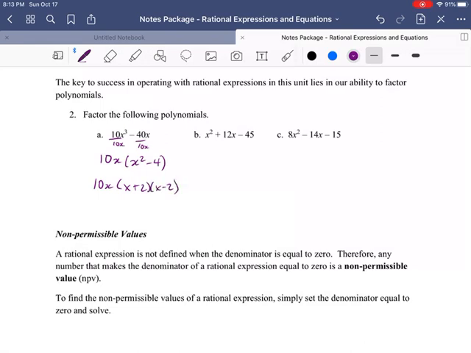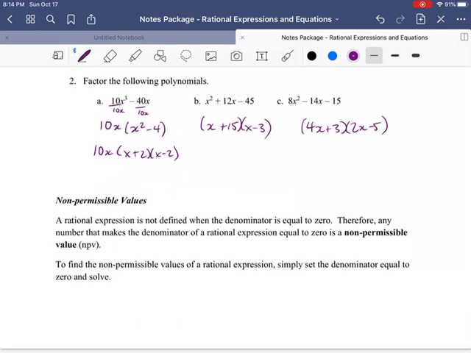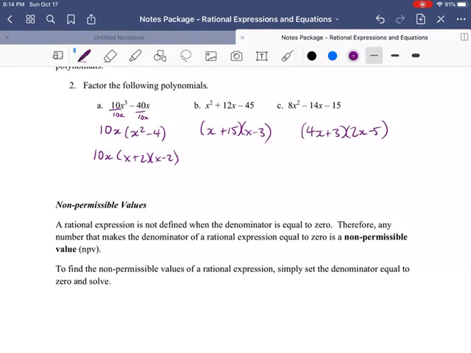x squared plus 12x minus 45, that will simplify to something like this. And the last one will factor to 4x plus 3, 2x minus 5. That's what we've been doing the last couple days. All right, it's very important that we think about factoring. We're almost getting to where we're going to simplify rational expressions, but we need to talk about non-permissible values.